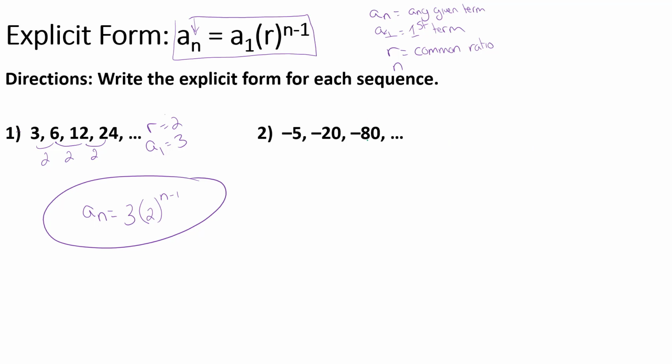All right, let's try another. Negative 80 divided by negative 20. Now that's a common ratio of 4. Negative 20 divided by negative 5, that's also 4. So my common ratio is 4. My a sub 1, my first term, is equal to negative 5. And so now we should be able to use our explicit form formula. A sub n is equal to negative 5 times 4 to the n minus 1.